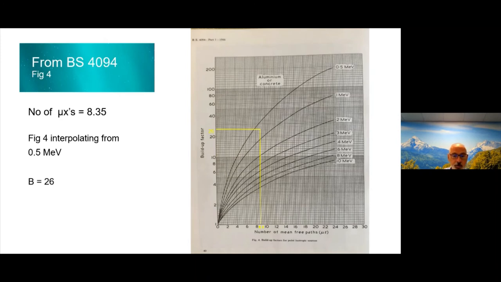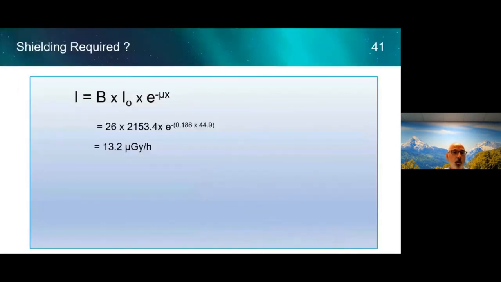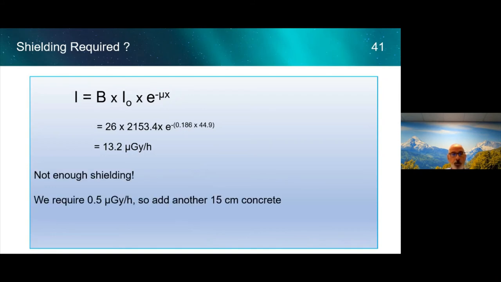If we plug that back into the formula, we can see what effect that has on the dose rate. And that's simply substituting the values in. You can see that your attenuated dose rate has now dropped to 13.2 microgray per hour. Our target is 0.5, so we still don't have a thick enough radiation shield. Not enough. So I've taken a rough guess and added another 15 centimetres of concrete.